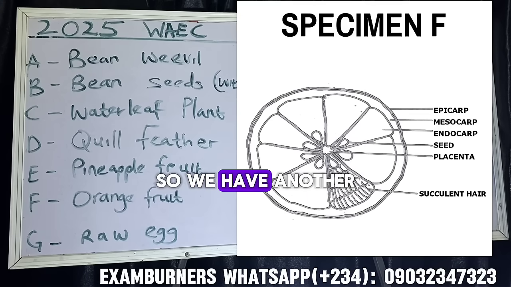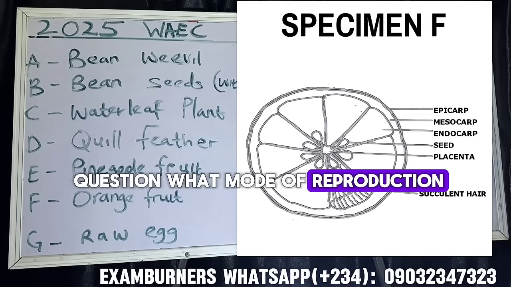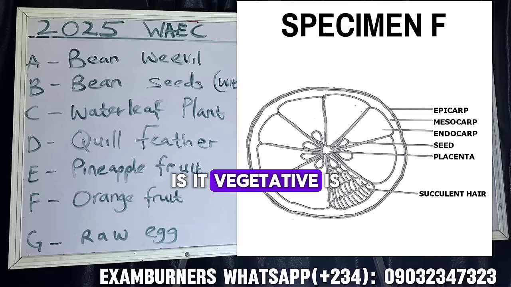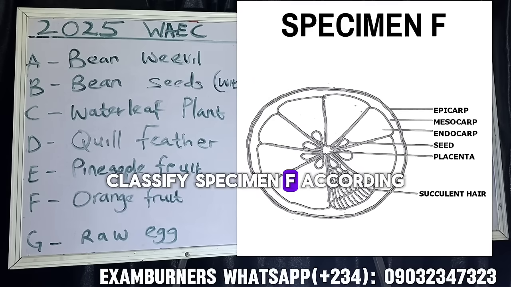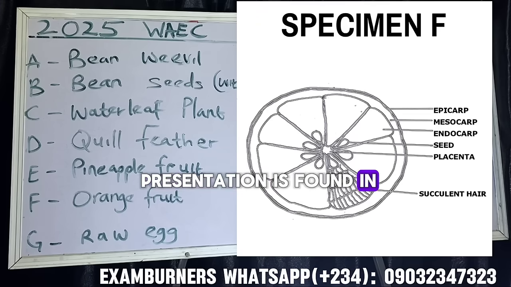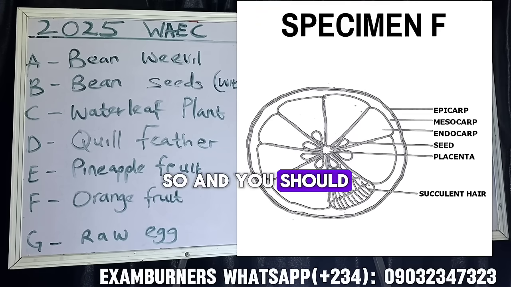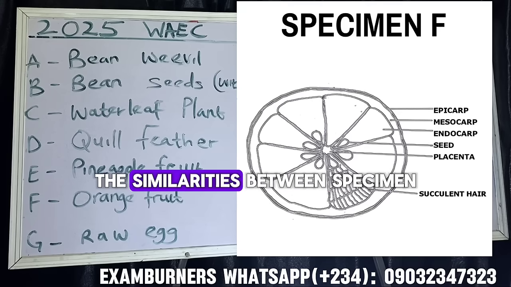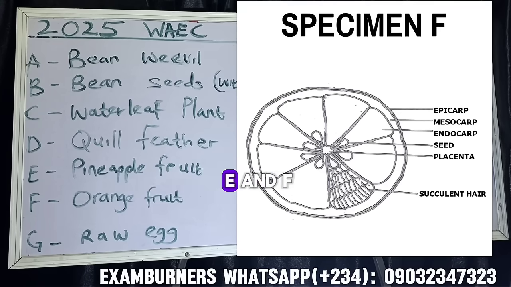So we have another question. What is the mode of reproduction of specimen E? Is it vegetative? Is it asexual? Is it suckers? Classify specimen F according to its life cycle. Is it annual? Is it perennial? Is it biennial? So what type of placentation is found in specimen F? And you should also know the diagram and the differences between specimen E and F, the similarities between specimen E and F. Make sure you know all these questions.